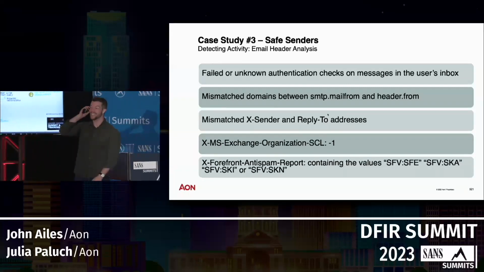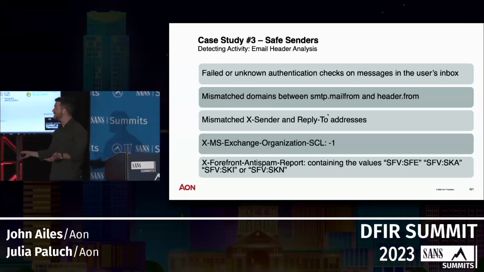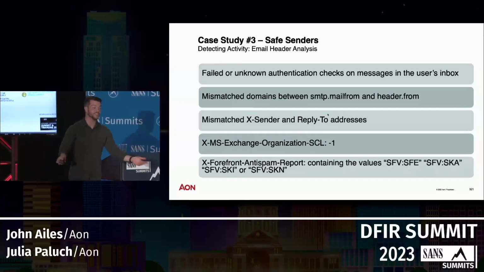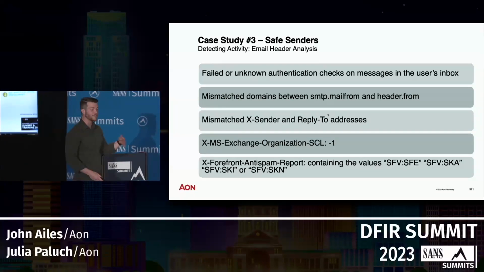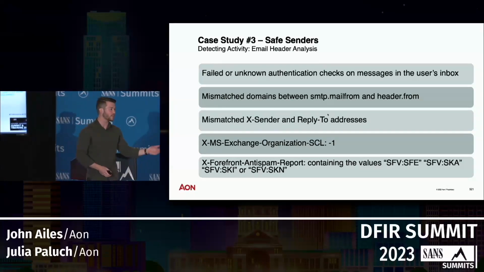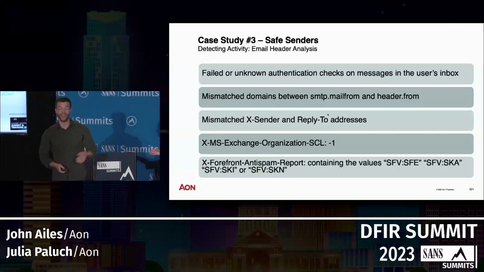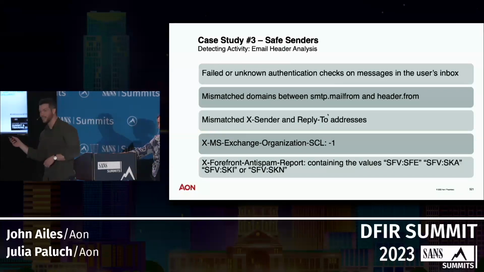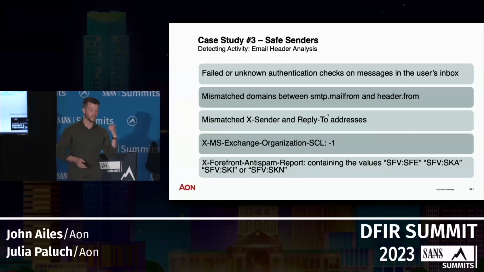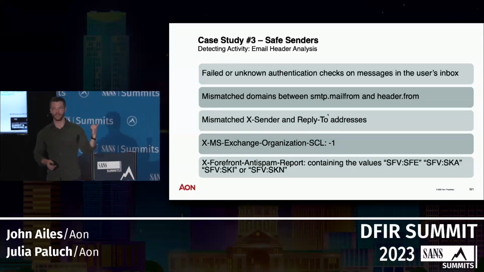So if you have a message that you think may be susceptible or indicative of this attack pattern, there are some things you can check. The first is failed or unknown authentication checks. That's what I was talking about with SPF, DMARC, DKIM, composite auth, all of those. Additionally, if you're seeing mismatched SMTP mail from and header from, mismatched X sender and reply to, an SCL of -1, or an X forefront anti-spam report containing any of the following values, which were derived from Microsoft's documentation.